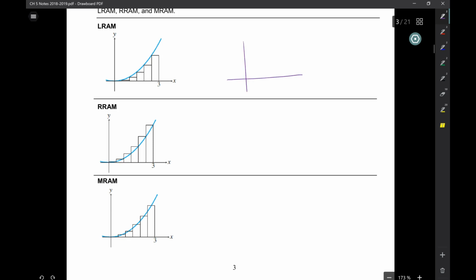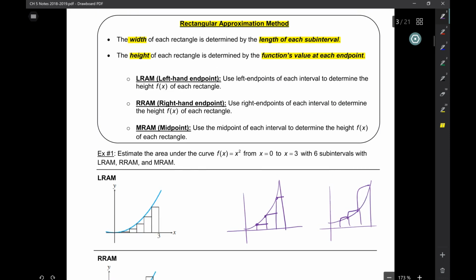So if I have my curve here, and I partitioned it like this, how am I going to make those into rectangles? I could either go from left to right, or I could go right to left. So I could go from here to here, here to here, here to here. Do you see that? Whether you go from the left or from the right, we call it a different thing. So LRAM is left-hand endpoint. This is the left rectangular approximation method, LRAM.